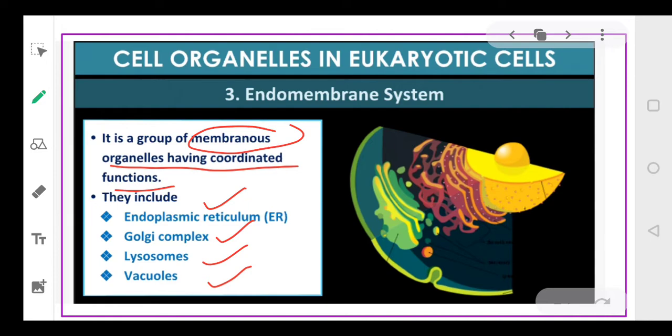The endoplasmic reticulum, as you can see here, is this particular portion. Can you see? Then you have the Golgi complex, then you have lysosomes, then you have the vacuoles. All these four things form your endomembrane system.